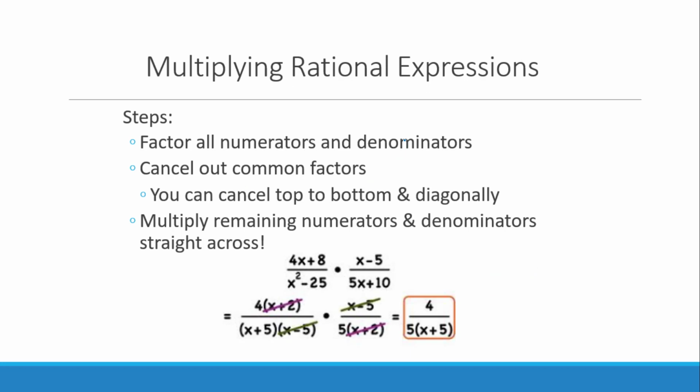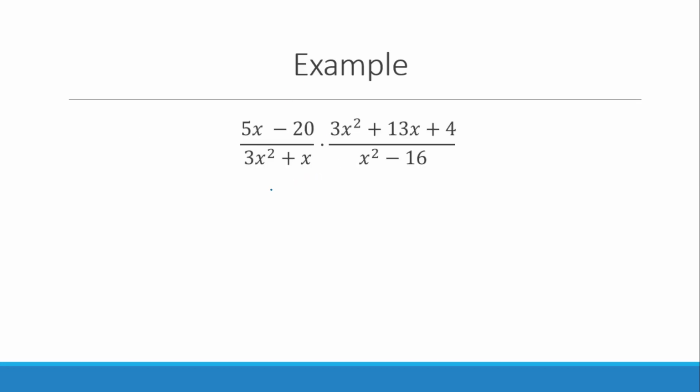So let's get into multiplication and division of rational expressions. The steps for multiplying: you want to factor the numerator and the denominator of both fractions. You want to cancel out common factors. Now, you can cancel top to bottom, and you can also cancel diagonally. One thing you can't do is cancel two numerators or two denominators. And then you want to multiply anything that's left over. And remember, when you multiply fractions, you multiply straight across. So let's look at some examples here.